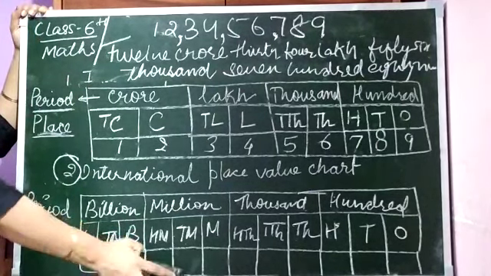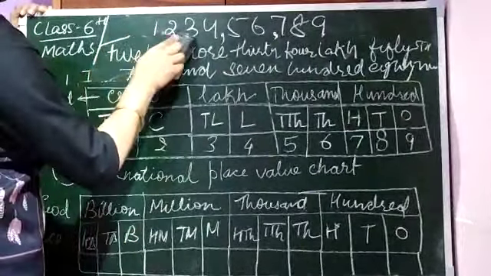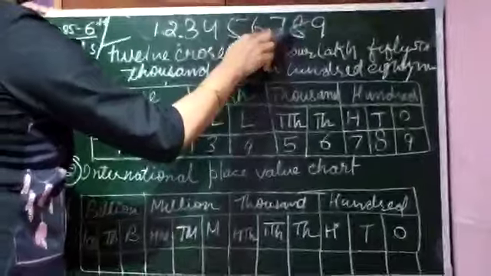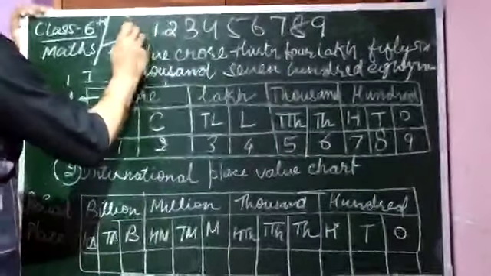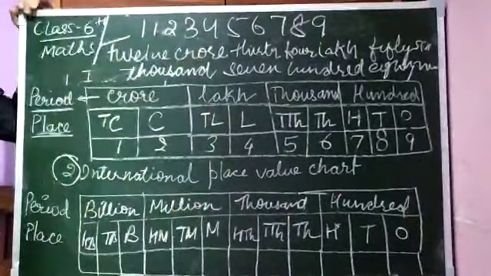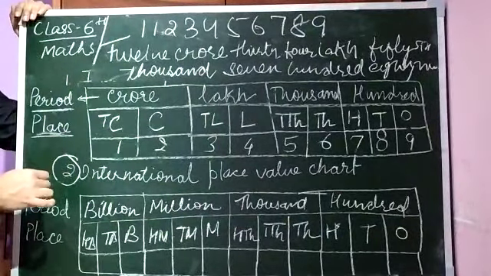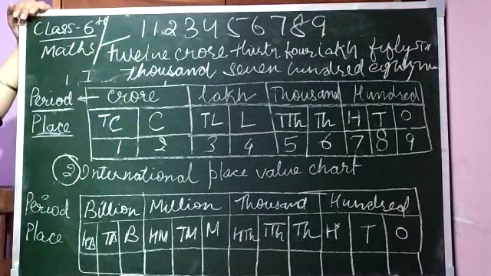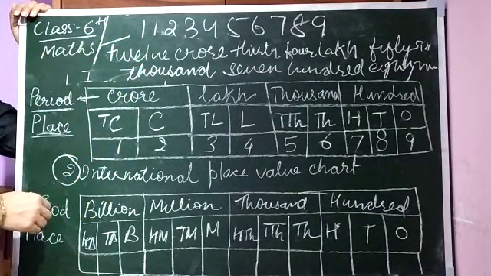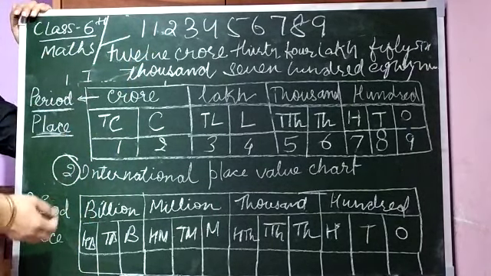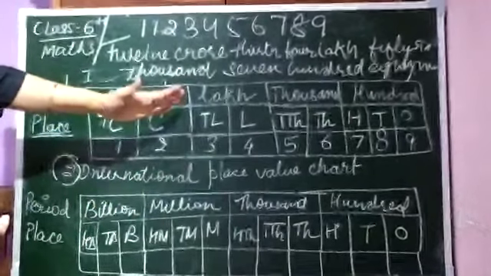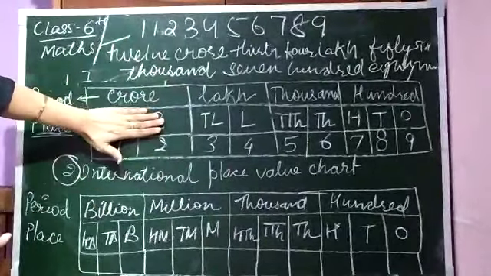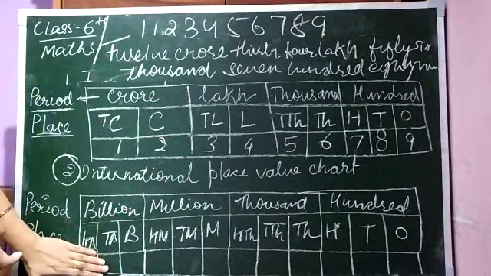Okay. Now children, let me take this number only. I am just rubbing its comma. I have added one more value here. Okay. Now if you have to write it or name it in the international way, how will you name it? See. Here, again, the same way as we have done over here, we will do with this also.